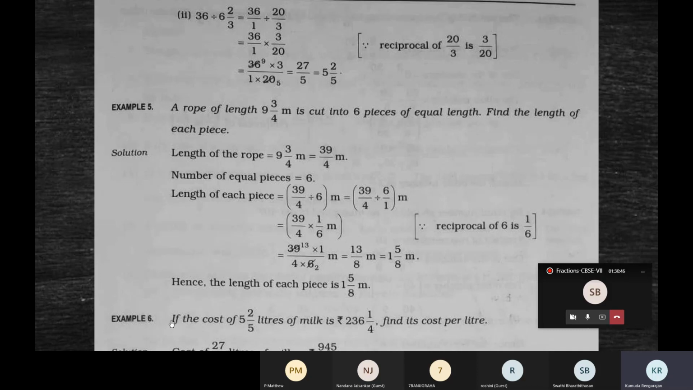So supposing we read it like this: if the cost of 3 liters of milk is rupees 90, find its cost per liter. So 3 liters is 90 rupees. 1 liter will be 90 divided by 3. This number first, 90, and then divided by this number, 3. 90, the money, will come first. The money is the dividend. 90 divided by 3. So 90 is the numerator.